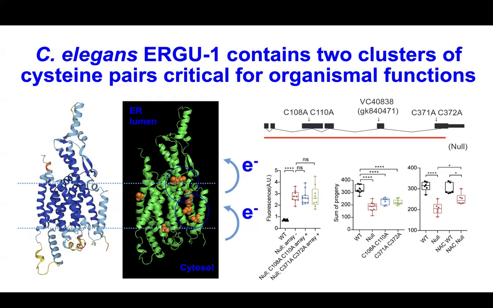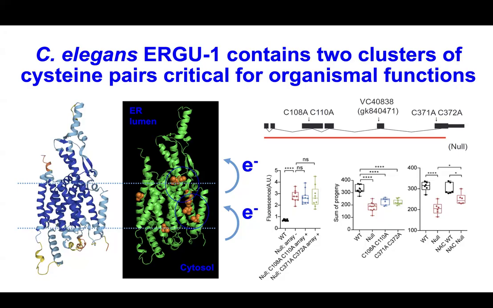And this protein, we tentatively named it as ERGO1, ER protein important for redox function. And so this is a protein that also appears to use the cysteine pair to facilitate the electron transfer. And obviously, that was just our hypothesis.